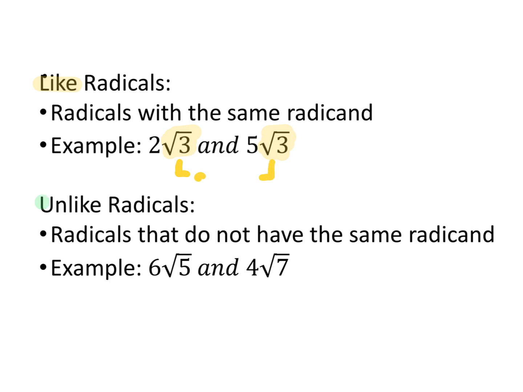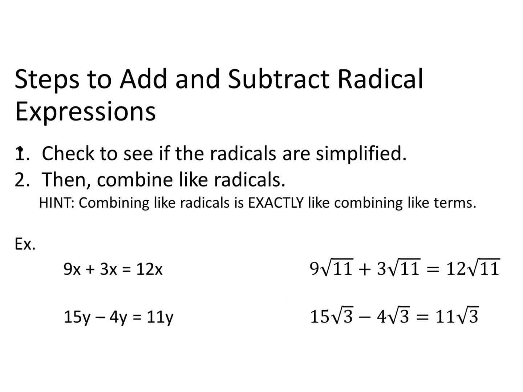Versus unlike radicals are radicals that do not have the same radicand. So 6 root 5 and 4 root 7 are not like radicals, or unlike radicals, because they have different radicands of 5 and 7. Now, to add and subtract radical expressions, you first want to check to see if the radicals are simplified, and then combine the radicals that are exactly the same, like combining like terms.